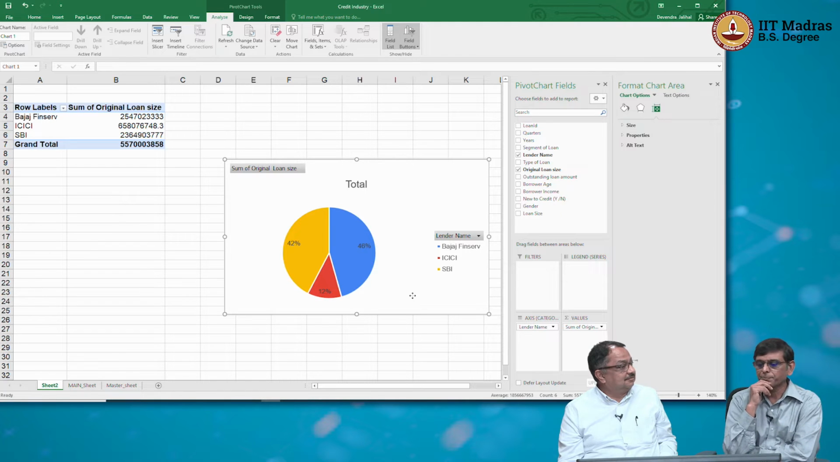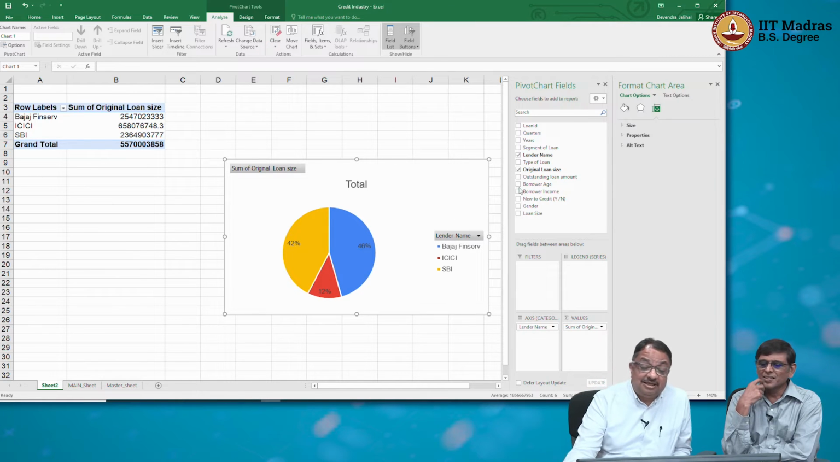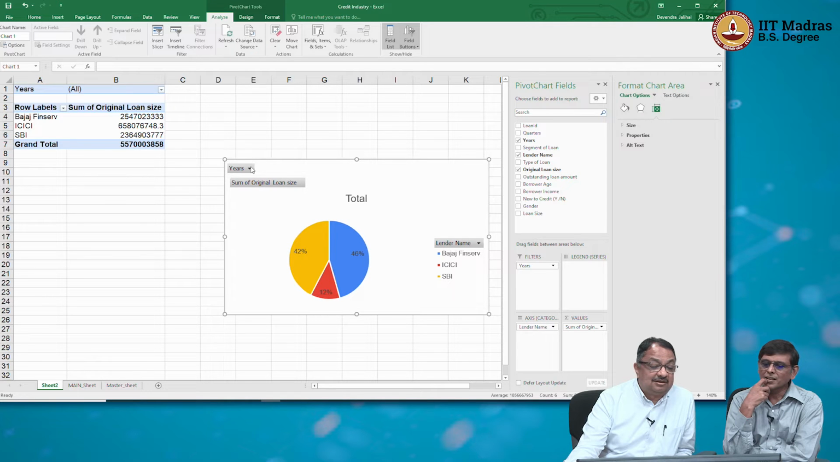Now, my suspicion is that one or two loans may be skewing it. One commercial loan, 50 crore, 40 crore variety. Correct. We could look at this by year, by the way. So I moved year into filter, and I could just see what happened in FY17.